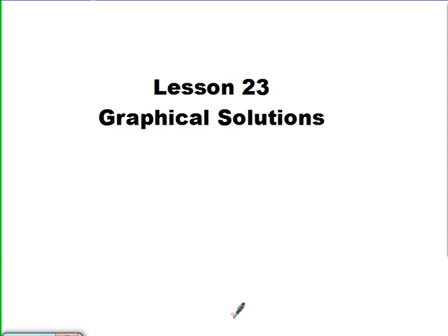Lesson 23, Graphical Solution. In this lesson, we will be using graphs to solve for solutions to systems of linear equations. These are systems of equations that previously we have been solving using substitution or elimination. When we are solving a system of equations by graphing them to find the solution, graph each equation first.